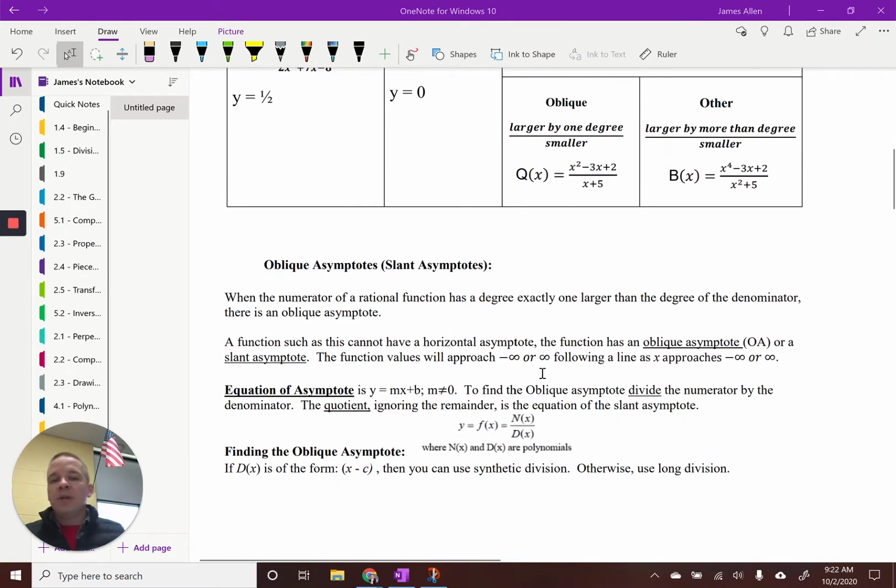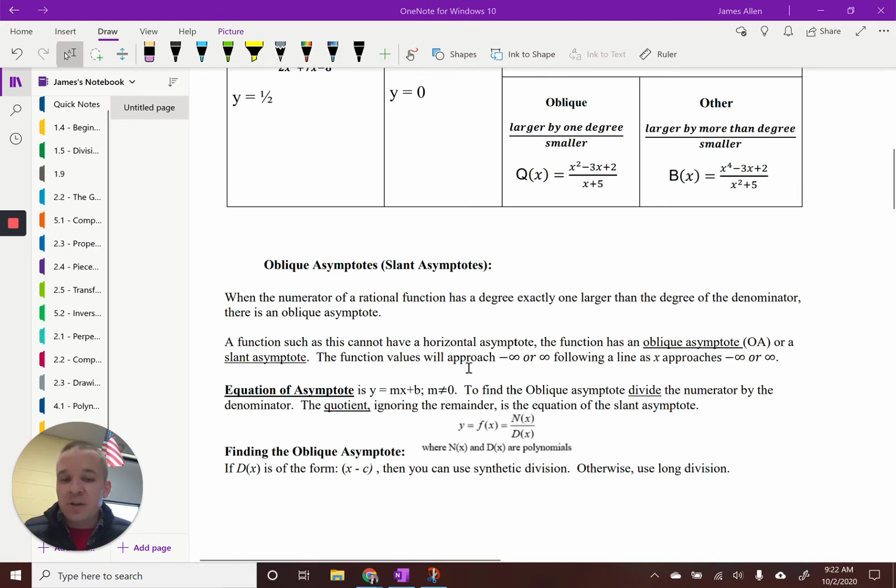Alrighty, so our oblique asymptotes, let's formally write some things down here. When the numerator of a rational function has a degree exactly 1 larger than the degree of the denominator, then we have an oblique asymptote, or a slant asymptote. It's another name for it. A function cannot have a horizontal asymptote and a slant asymptote. It's going to have one or the other, right?